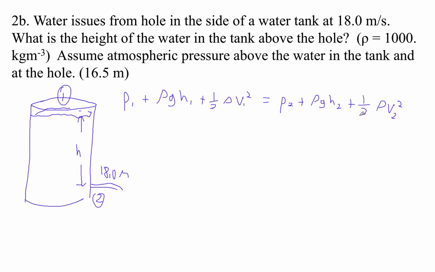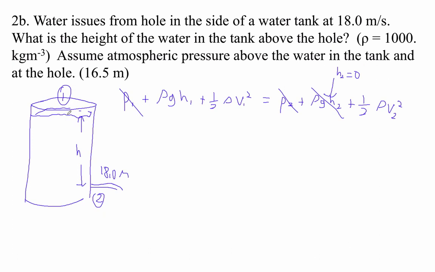Now, the pressure here and the pressure here, like outside, are the same. So the height of situation 2 is 0. h2 is 0, so this term goes away. We don't want this term to go away, right? Because we're trying to solve for some velocity here.